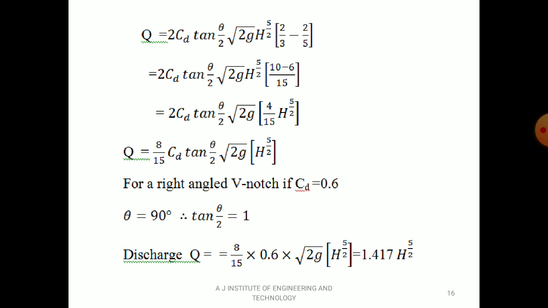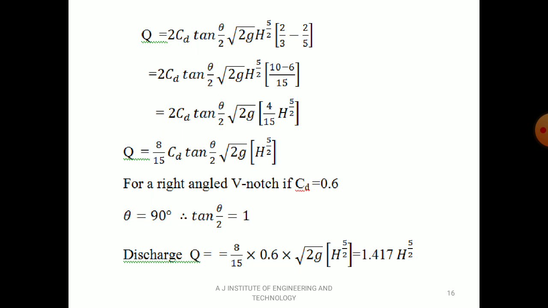Therefore discharge Q equal to 8 by 15 into Cd. Cd value is 0.6 into square root of 2g into S to the power 5 by 2. Square root of 2g also you can substitute. You can calculate 2 into 9.81 and take the square root. And we are going to get the expression as 1.417 S to the power 5 by 2. So that is for right angle V notch.